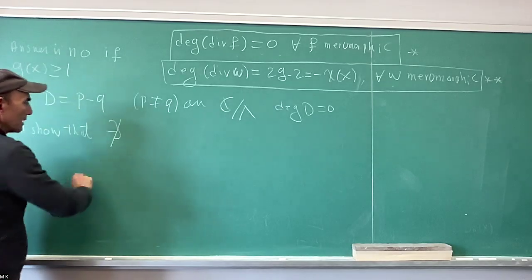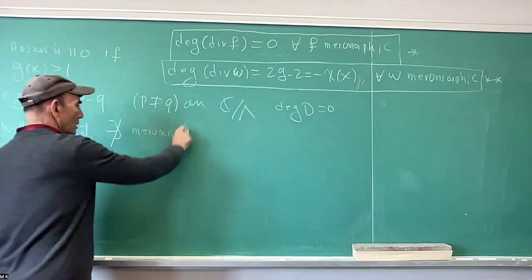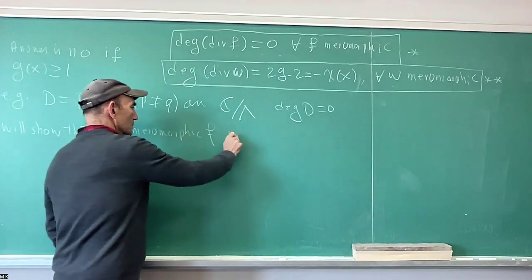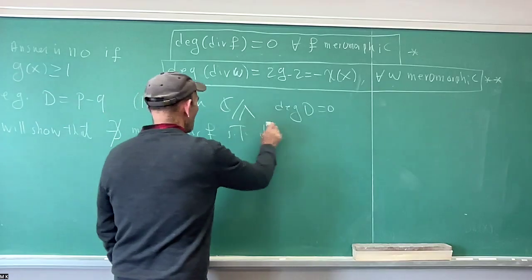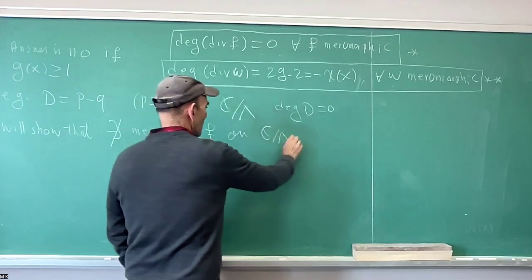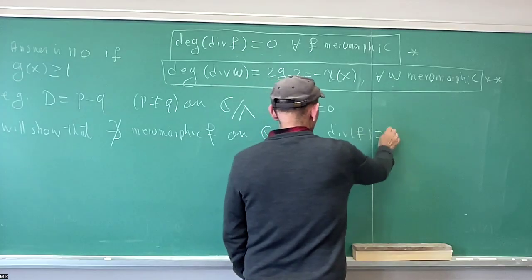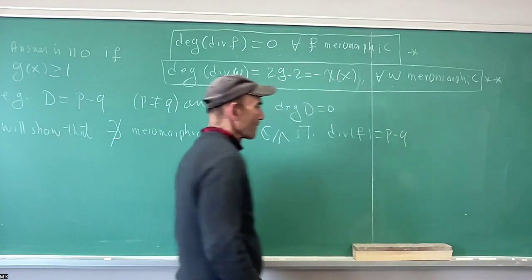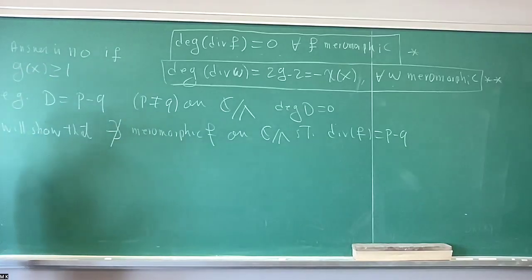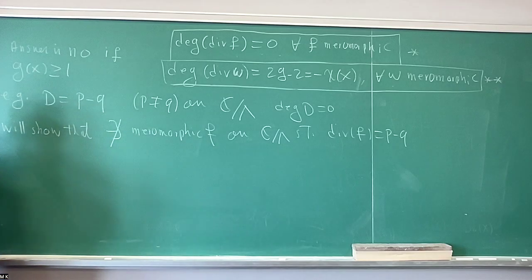We will show there does not exist a meromorphic F such that the divisor of F is equal to P minus Q. There is a necessary and sufficient condition in this case. This was found already by Abel and those people.